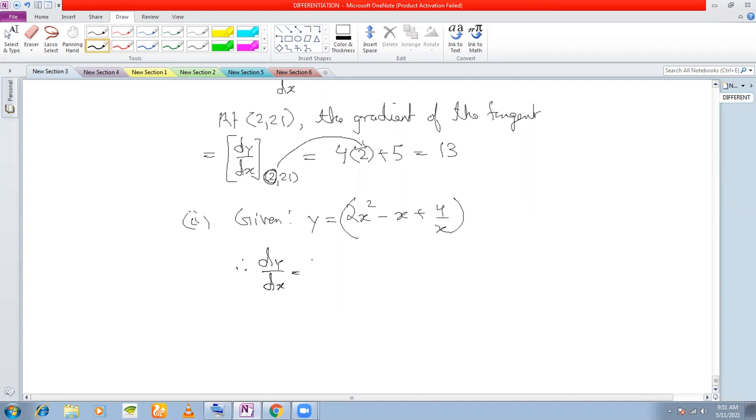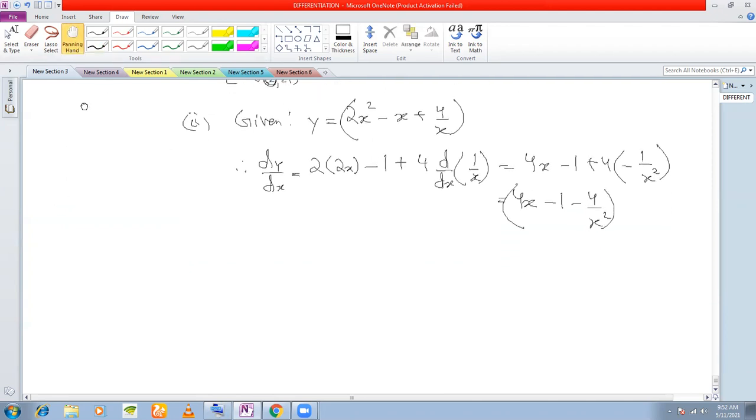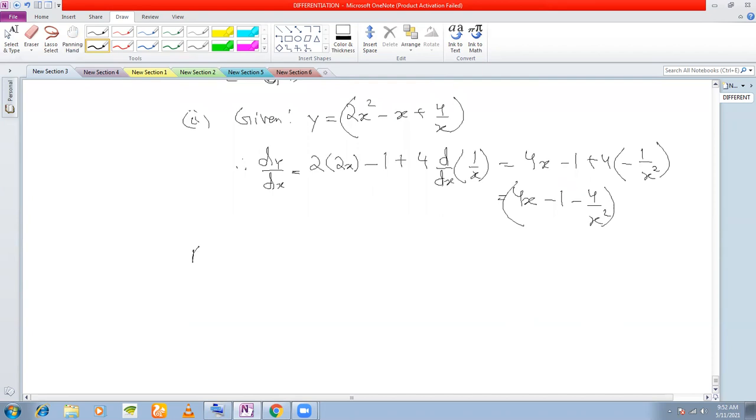Dy dx first of all is twice of 2x. ddx of x is 1, plus 4 times, let me write this, ddx of 1 by x. So this is 4x minus 1, and ddx of 1 by x, you know, is minus 1 by x square. So you get 4x minus 1 minus 4 by x square. This is the value of dy dx that you are getting. Is the differentiation clear? Yes, sir. At 2, 8, sir.